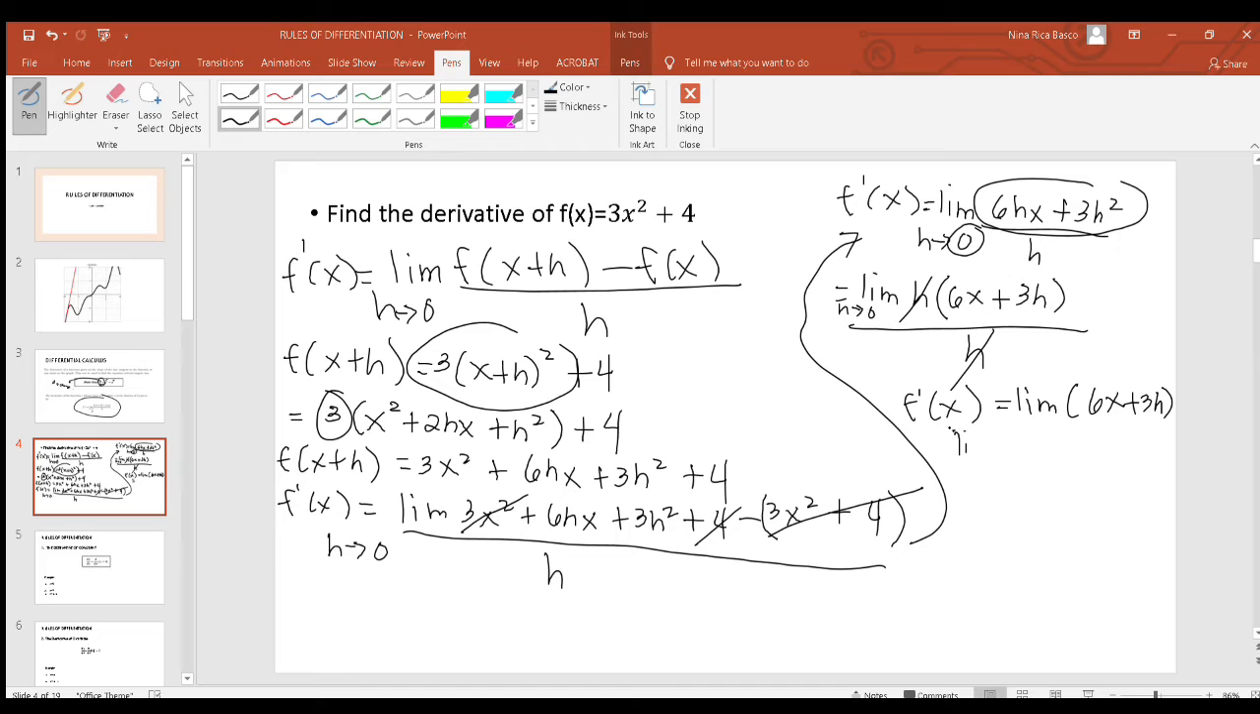Ayan, inayos ko muna. 6x plus 3, ano yung h natin? 0, di ba? Since 3 times 0 is 0, bale, ang maiiwan dito is yung 6x. Therefore, the f prime of x or the derivative of 3x squared plus 4 is 6x.